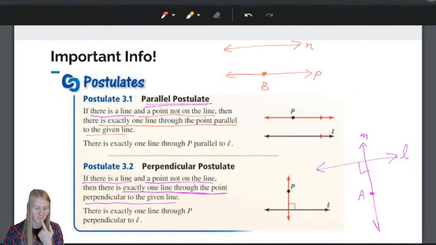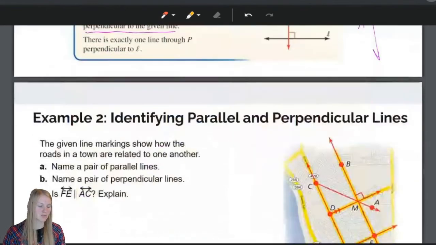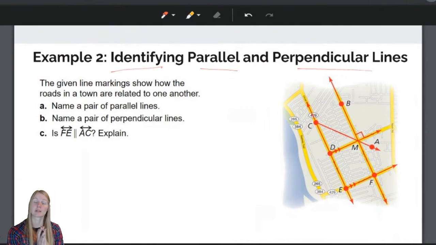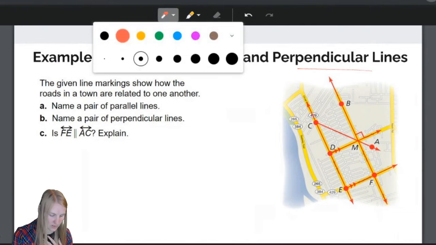Okay, cool. And notice how we have our parallel markings and we have our perpendicular markings. Beautiful. So let's use these problems in an example. Let's identify parallel and perpendicular lines. So, the given line markings show how the roads in town are related to one another. When they say line markings, they're talking about these arrows, these corner boxes, and things like that. Excuse me, I'm gonna get a different color.